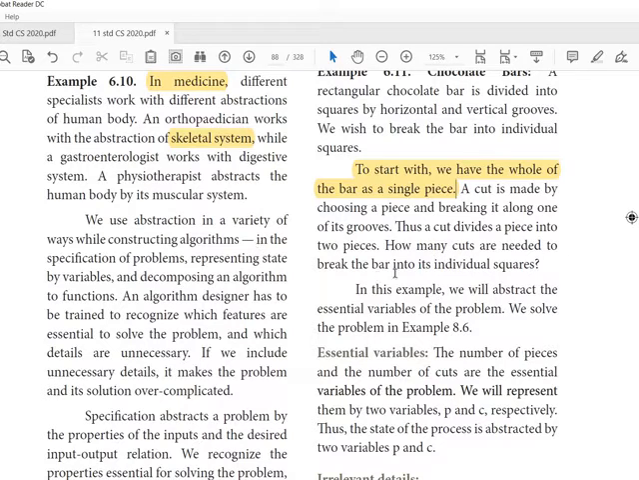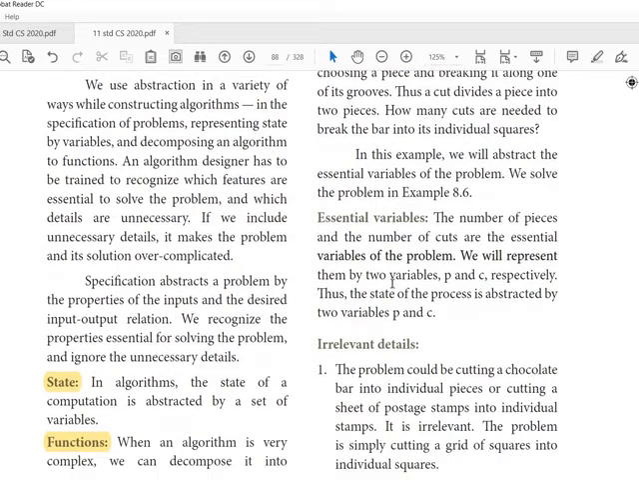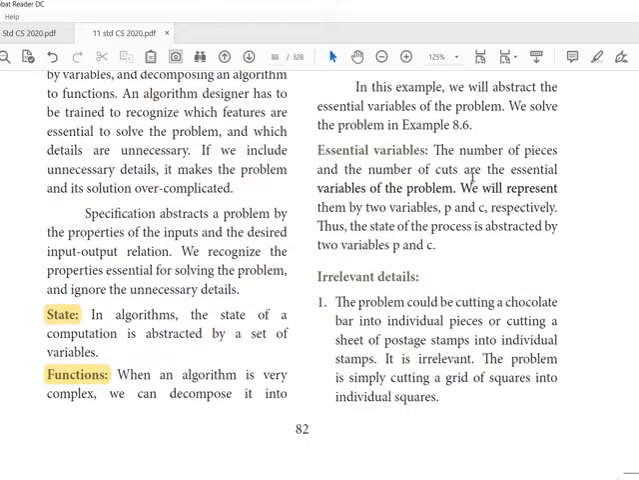How many cuts are needed to break the bar into individual squares? So the number of pieces and the number of cuts are essential variables of the problem. We will represent them by two variables, P for pieces and C for cuts, respectively. The state of the process is abstracted by the two variables P and C. So these are the essential details.